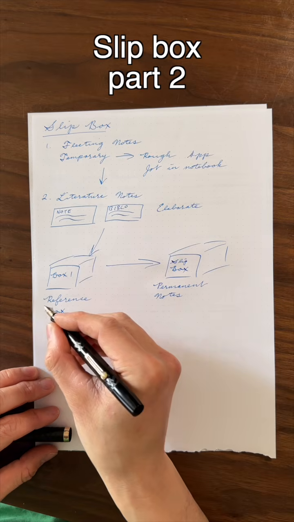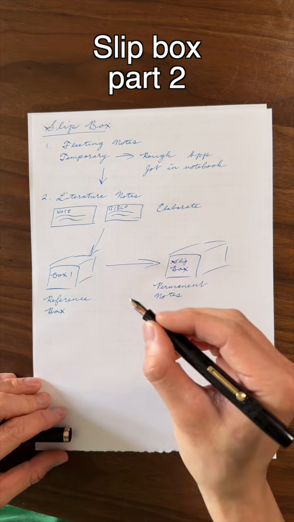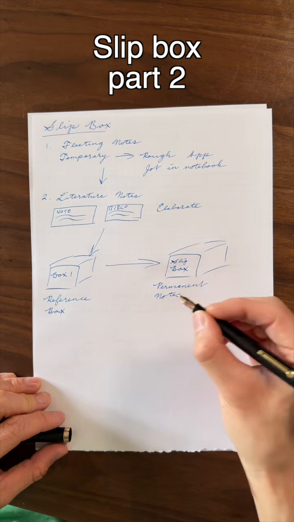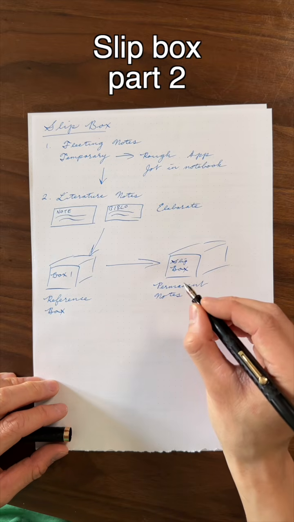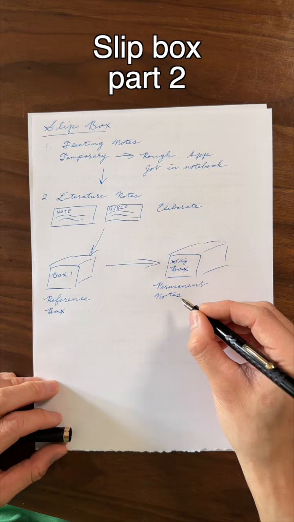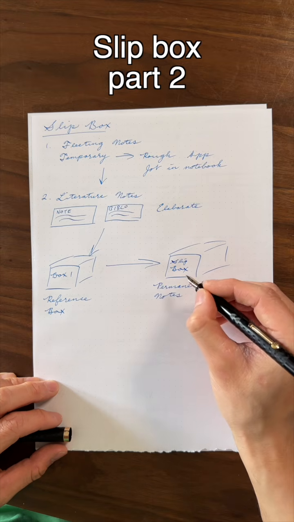And how does this actually work? What's the difference between your reference box and your permanent notes? Well, the main difference between your reference box and your permanent notes is that with the permanent notes, it's really focused on forming connections with ideas that are already in your slip box.